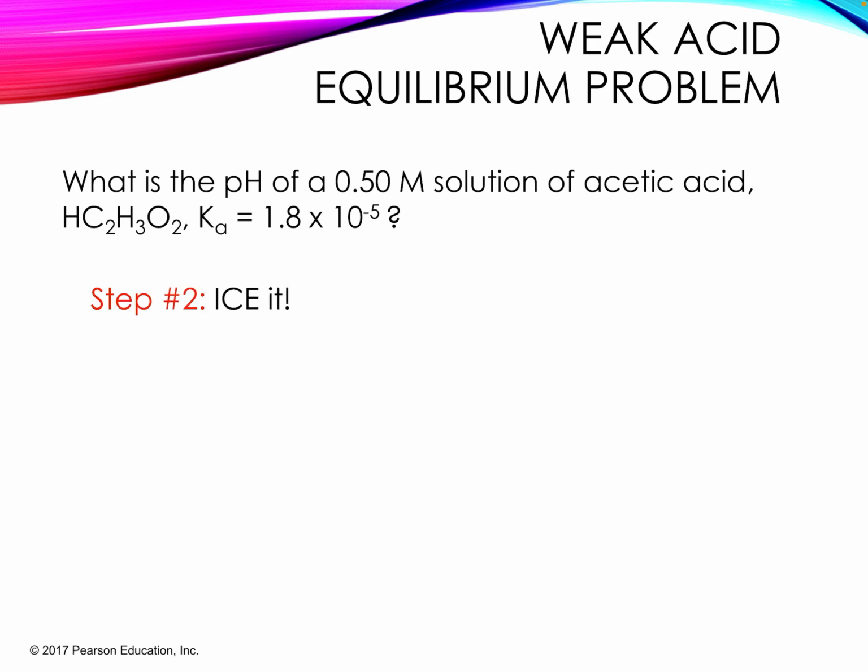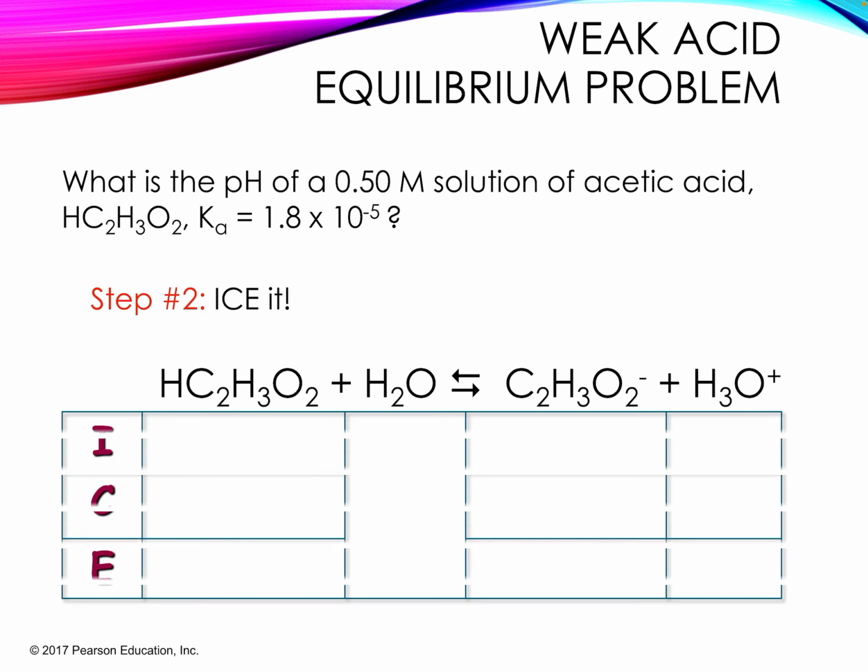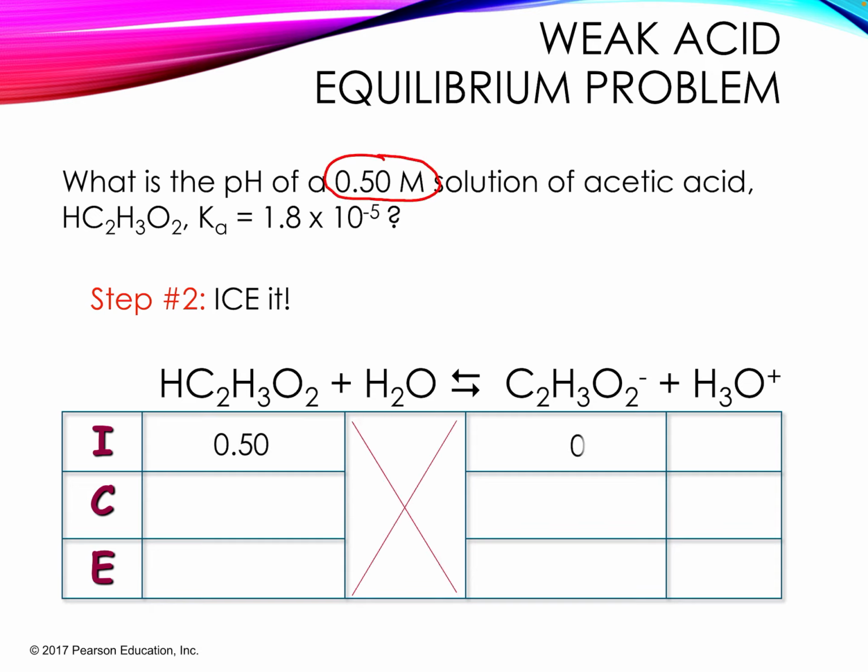Next, we're going to do an ICE table. So we'll bring back our reaction, make an ICE table, and then fill in what we know. So we know our initial concentration of our weak acid, so that will go there. And we're never going to write anything for water, so I always just put an X here, cross that out so that I don't try and do anything with it. And then we don't have any of our conjugate base or our hydronium.